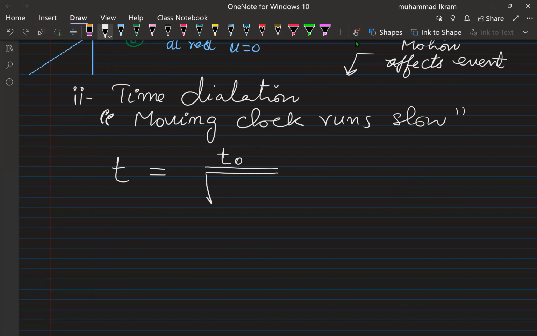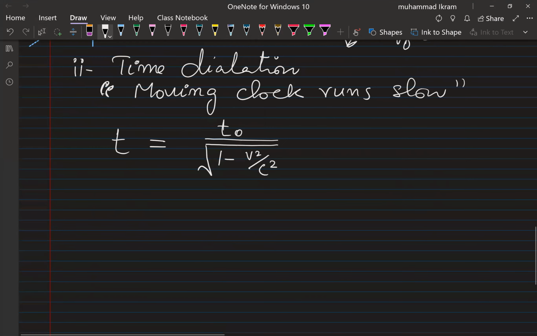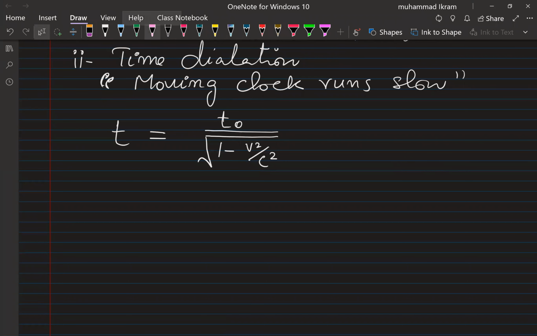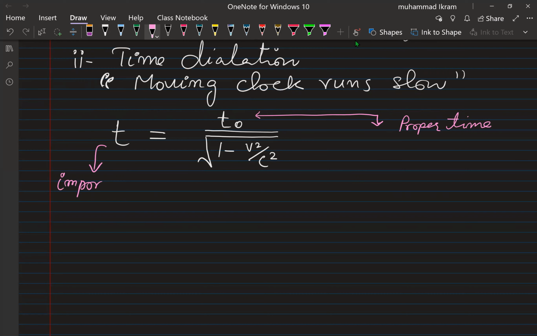Like this one, as you see, 1 minus v square by c square. Now I would like to explain what these things are. This is known as T naught. T naught is known as the proper time. It is the time which is measured by the observer in the rest frame of reference. That is the proper time. Now what is this proper time?